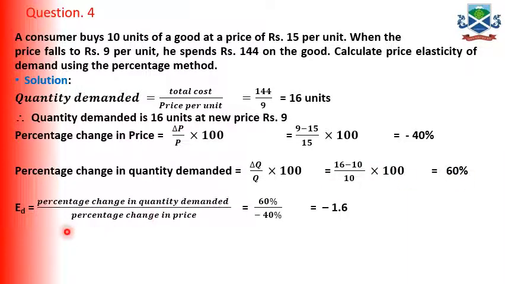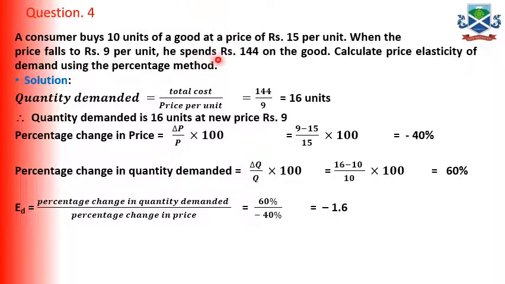comes to 60%. Therefore ED, using the formula, is percentage change in quantity demanded divided by percentage change in price, which is 60% by 40%, equal to 1.6. So that's how we solve this question.